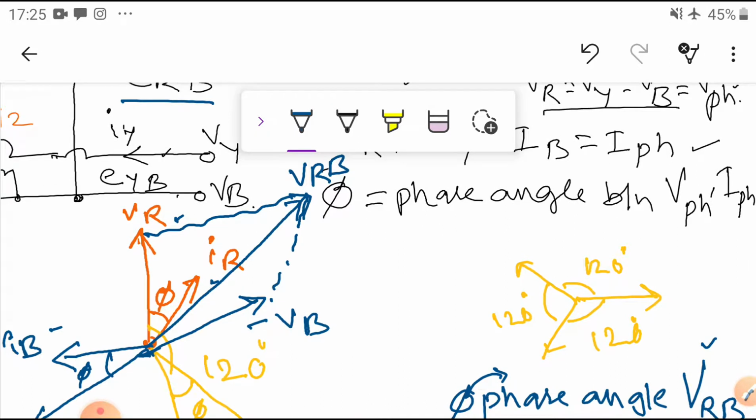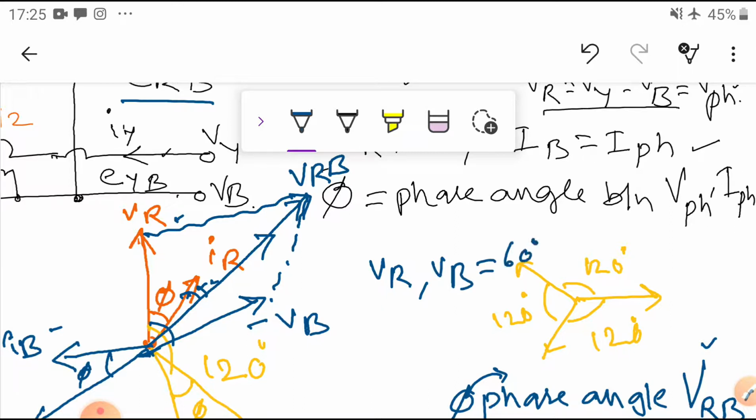Okay, now I want the phase angle between this VRB and this IR. That means this angle I need. So what is the phase angle between VR and VB? It is 60 degrees. So the angle between VR and VB is equal to 60 degrees.